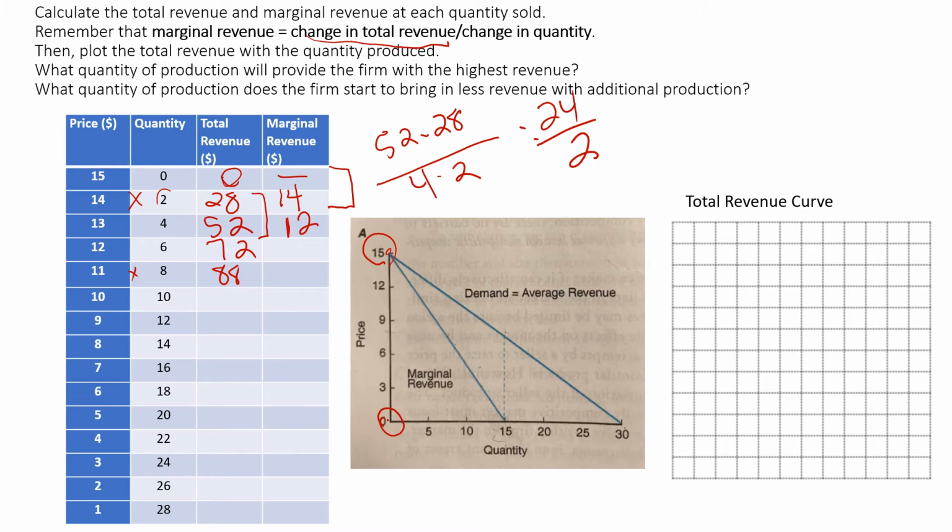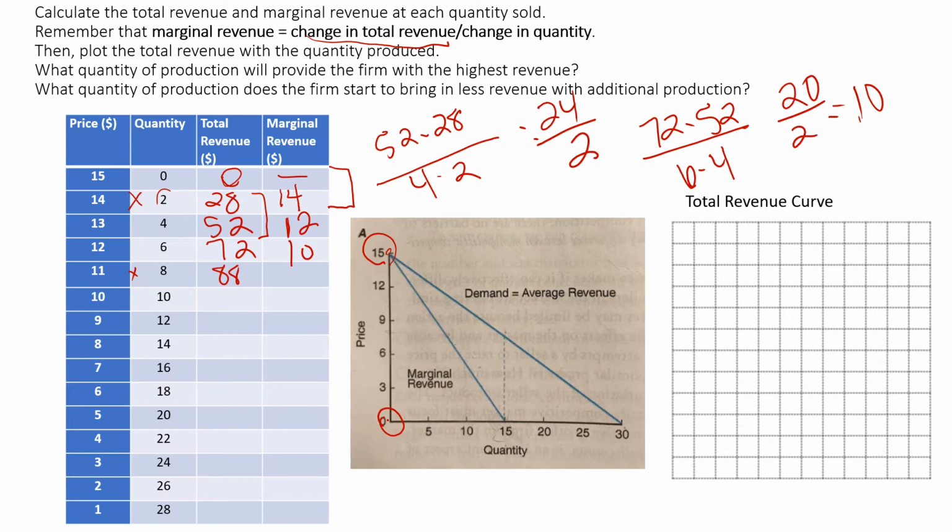And let's do one more here, and then I'll let you do the rest by yourself. So we have 72 minus 52, which is 20, divided by 6 minus 4. So that is 20 divided by 2, which equals 10. So the amount of money that we are getting for the next one is the marginal revenue.